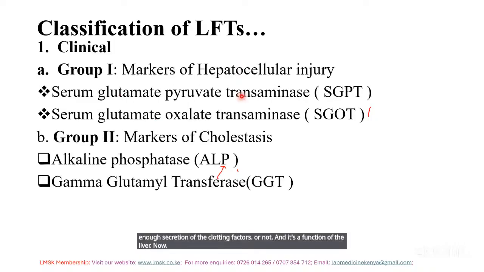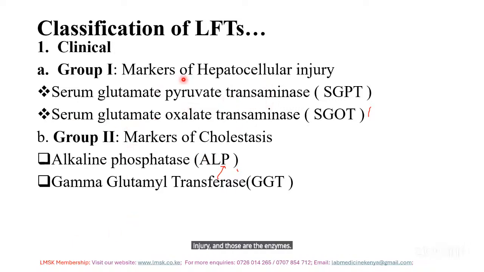Now, on the clinical side, we have markers of hepatocellular injury, and those are the enzymes. Marker of cholestasis, these ones, cholestasis, post-hepatic, ALP. You think of cholestatic, think of ALP, and then GGT. Hepatic issues, think of SGPT and SGOT, which could also be elevated in myocardial infarction.